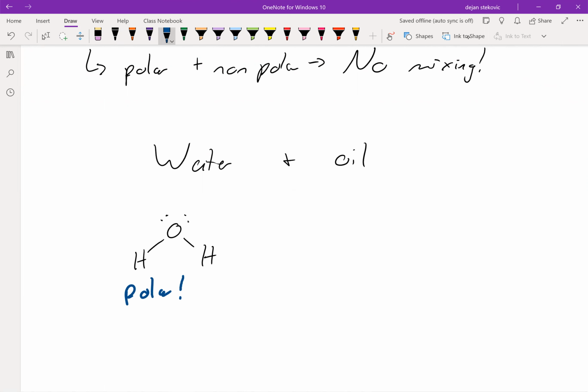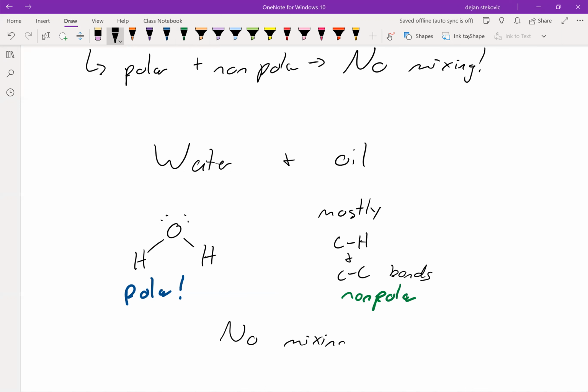And oil is mostly made out of carbon-hydrogen and carbon-carbon bonds. And both of those bonds are nonpolar. Remember, we said carbon-hydrogen bonds are not polar. Carbon-carbon, the same element, so that's obviously nonpolar as well. And so you can see we've got a polar and a nonpolar thing, so we have no mixing occurring here.